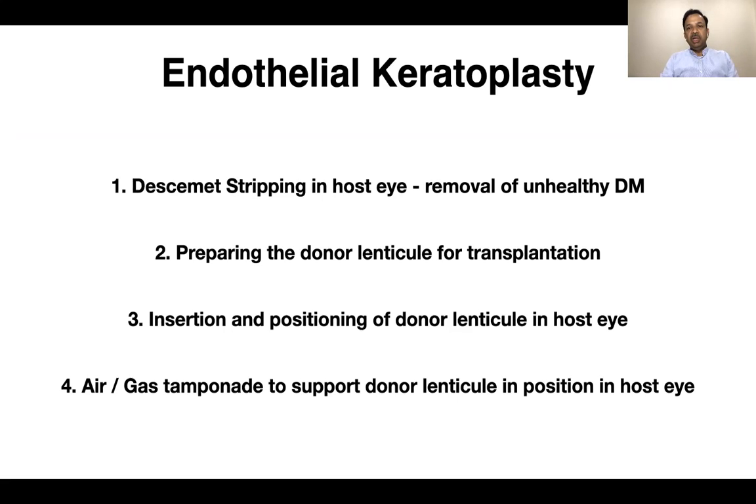The basic steps of endothelial keratoplasty are: you do a Descemet stripping in the host eye to remove the unhealthy Descemet membrane. You prepare the donor lenticule for transplantation, or you can get the pre-prepared donor lenticule from the eye bank, which is then loaded into the injector. You insert the donor graft into the eye and then position it in the desired location, after which it is secured in its position using air or gas tamponade in the host eye.